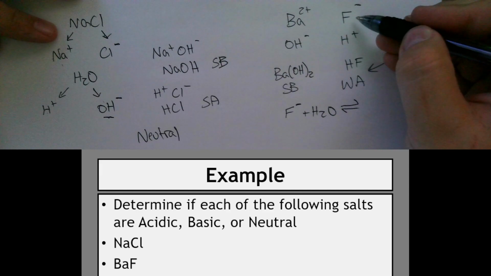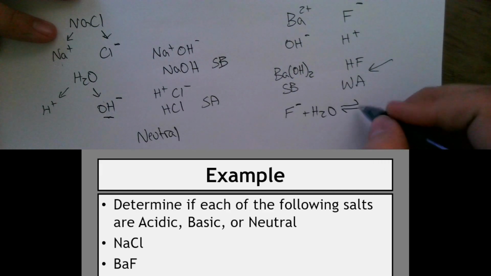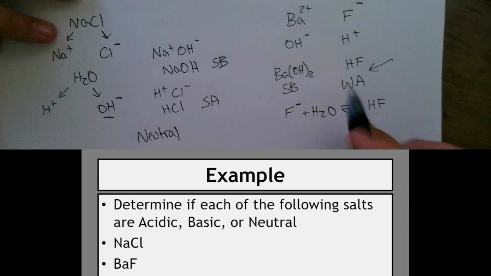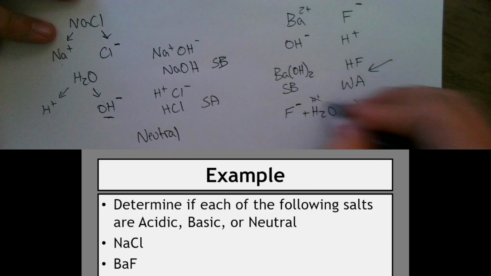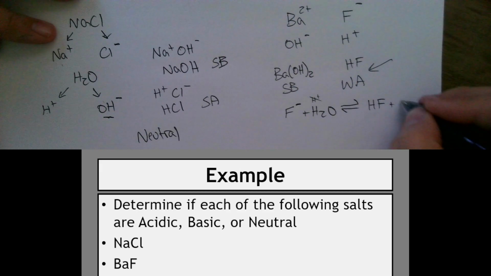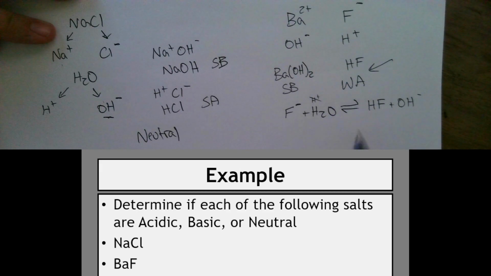So I'm going to take my original anion, add it to water. This is going to make HF like we said. That takes the H plus away from the water, and we're left with the OH minus part of the water. This is the reaction that occurs when F minus anion mixes with water.